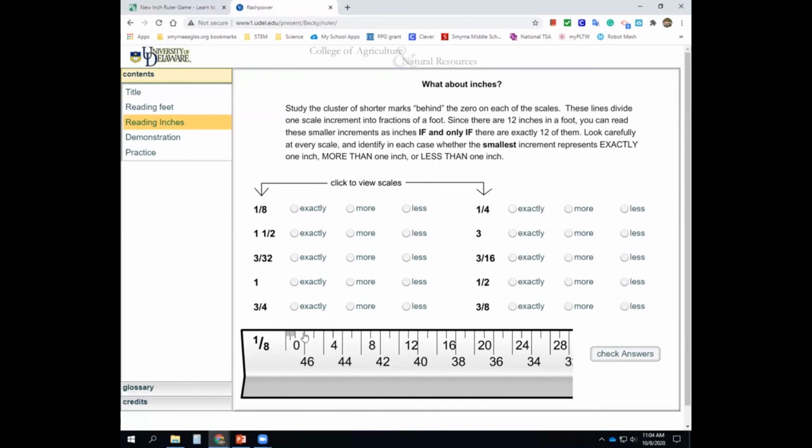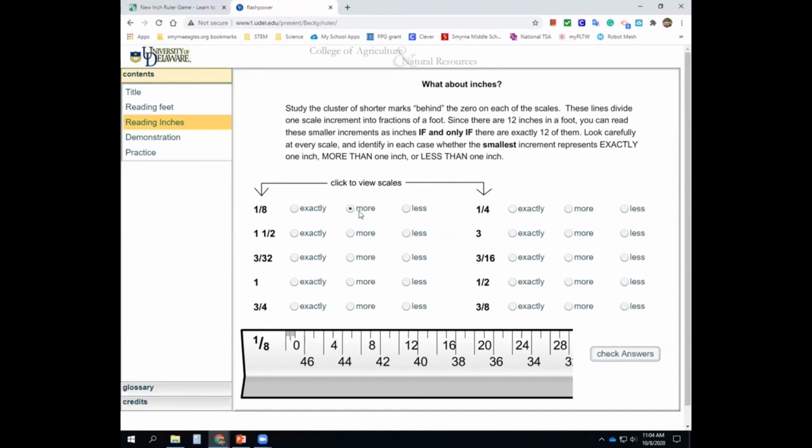Since there are 12 inches in a foot, you can read these smaller increments as inches if and only if there are exactly 12 of them. So look carefully at each scale and identify in each case whether the smallest increment represents exactly 1 inch, more than 1 inch, or less than 1 inch. So here we are on the 8th scale, and there are not 12. 1, 2, 3, 4, 5, 6. There's only 6. So these are going to represent more than 1 inch because there's less than 12.